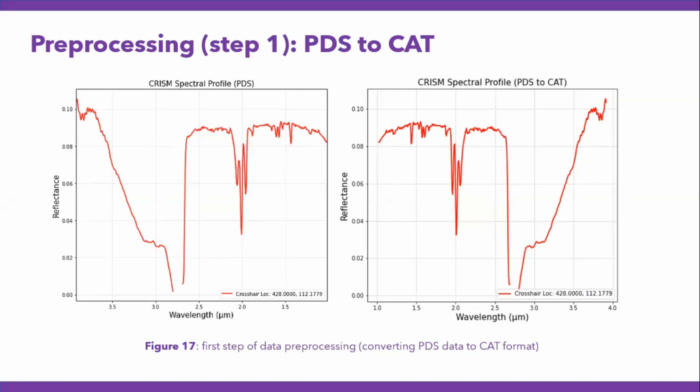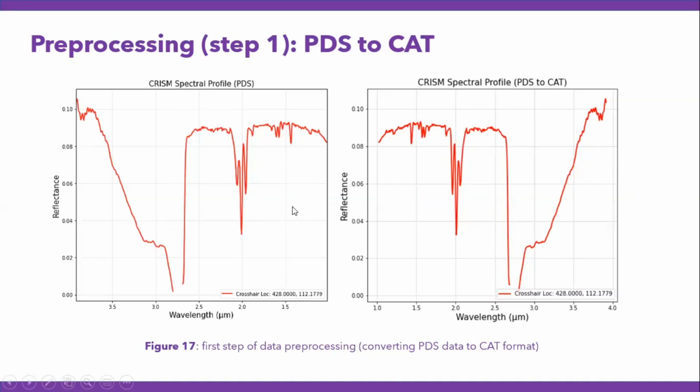So we want this data to be responsive to this kind of tool, which is CAT. Here we have PDS data. It comes in reverse order, starting from 4 micrometers to 1.5, which doesn't make any sense. But once we convert this, everything has changed. You see here, it has been reversed from short to long, instead of long to short, right?